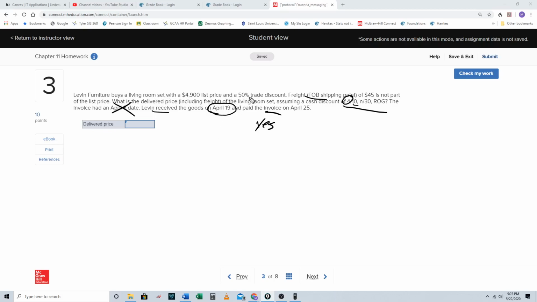Now after we do the 50% discount, so half off would be $2,450, all right? And then a 4% discount. So I'm just going to do times 96% using the complement rule. And remember the complement rule, 100% minus 4%.